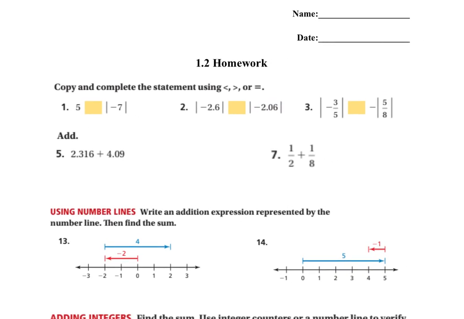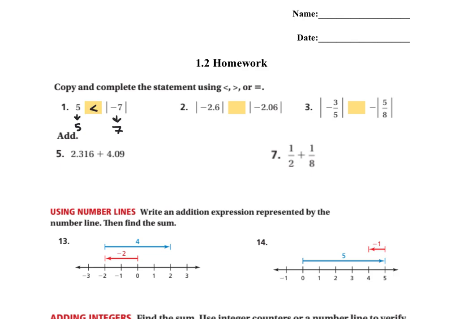So for the first couple of problems here, the first three, it's asking us to complete the statement using less than, greater than, or equal to, comparing these two values, right? If I'm thinking about this, I'm going to change anything that's in an absolute value into its absolute value. 5 isn't, so it's just going to stay the same. -7, the absolute value of that, we think about how far away is it from 0. It's 7 units away. I know that 7 is greater than 5, so we should have a less than sign.